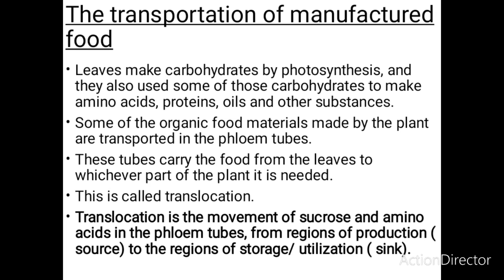The transportation of food around the plant in phloem tubes is called translocation. By definition, translocation is the movement of sucrose and amino acids in the phloem tubes from regions of production to the regions of storage. Regions of production are known as the source, and the regions of storage or utilization are known as the sink.